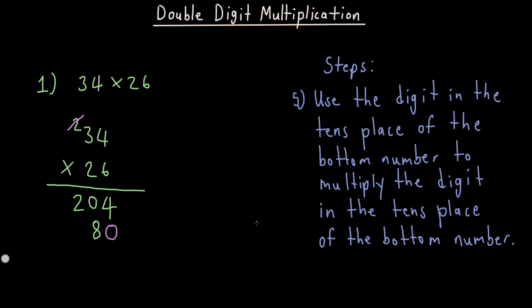Step number 5. Use the digit in the tens place of the bottom number to multiply the digit in the tens place of the top number. So this leaves us with 3 times 2. And 3 times 2 is 6. So we're going to put our 6.